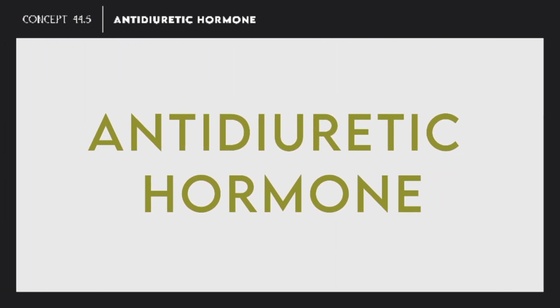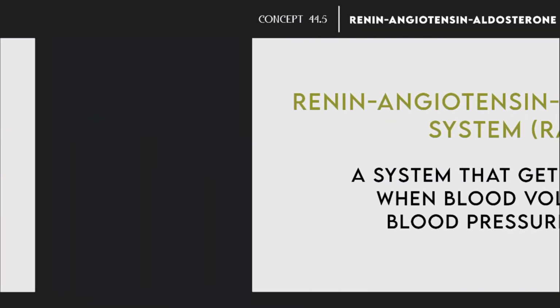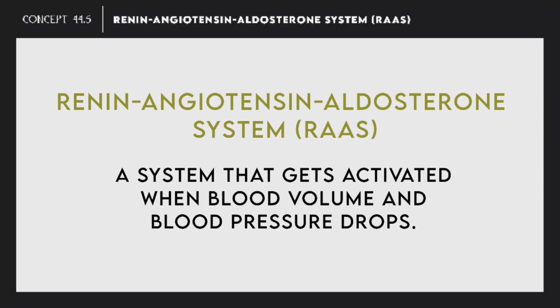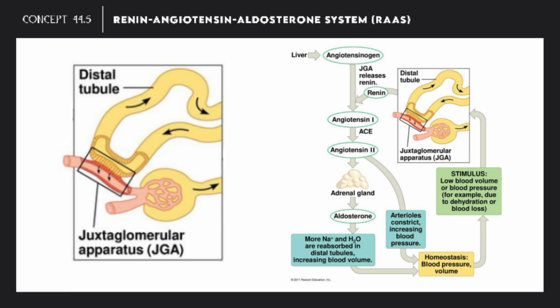All in all, blood osmolarity, ADH release, and water reabsorption in the kidney are all linked in a feedback loop that contributes to homeostasis. The secondary regulatory mechanism that has maintained homeostasis by acting on the kidney is the Renin-Angiotensin-Aldosterone System, or RAS. It is a system that gets activated when blood volume and blood pressure drops, and these three are released in that particular order.